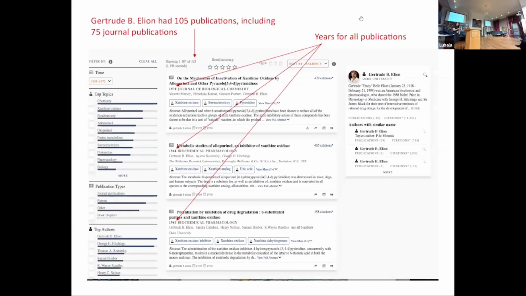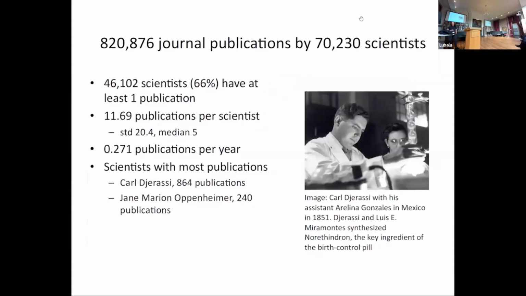And so this is what the data used to look like before Microsoft took it down. We could add, for each of them, this is for Gertrude Elia, we just can take all of their publications. So we have a total of 820,000 journal publications by 70,000 scientists. Hilariously, I would always like to see who has the largest number of publications.